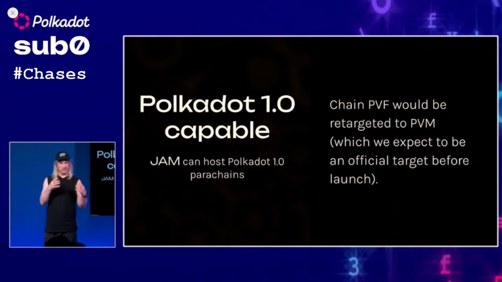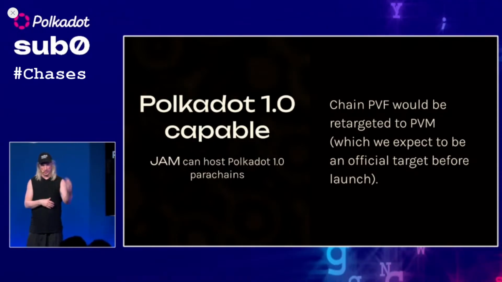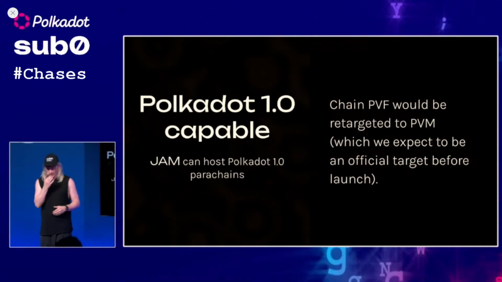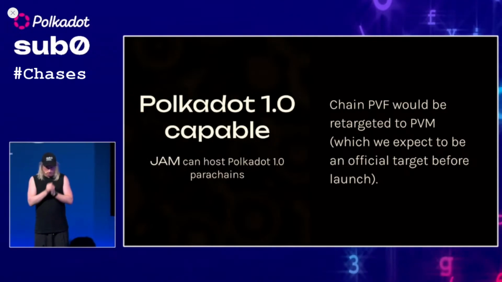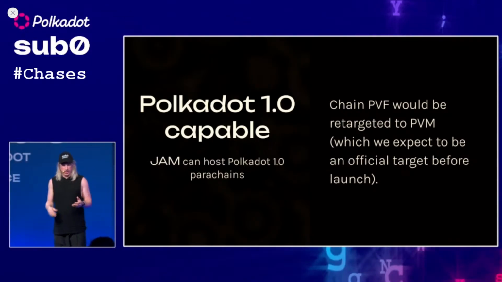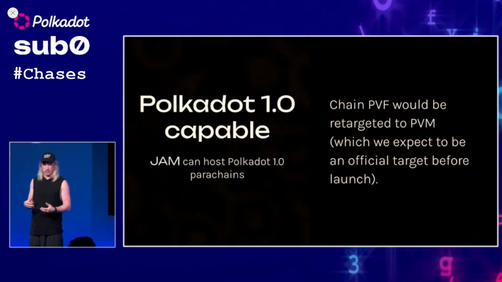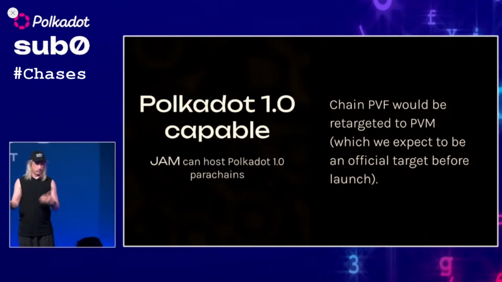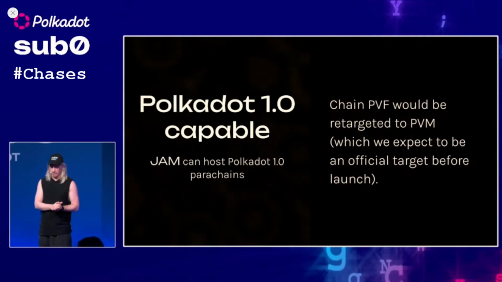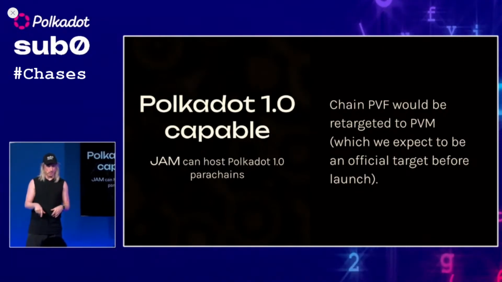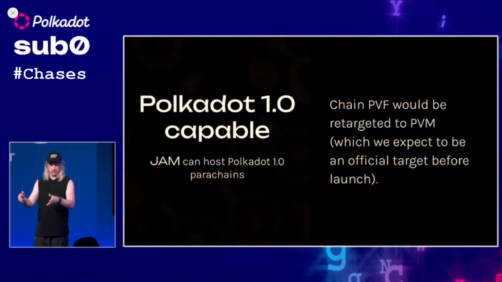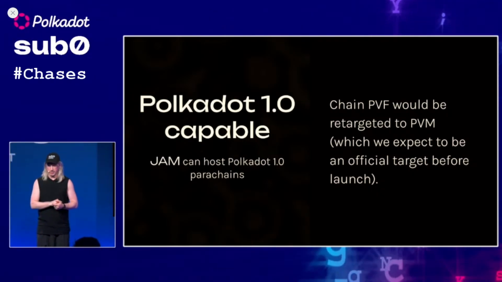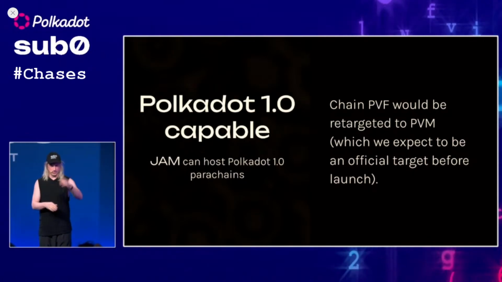It's capable of offering the same service as Polkadot 1, right? As what is happening at the relay chain at the moment. Jam can host Polkadot 1 style parachains. It's designed with this in mind. The main elements that would change on the substrate side: Substrate and the Polkadot SDK would still be used, but the PVF itself would be retargeted. So instead of targeting WebAssembly, it'd be targeted towards PVM. And we actually expect PVM, because it's such a minor alteration from RISC-V, and RISC-V is now an official LLVM target, we expect PVM to be an official LLVM target before this stuff is deployed.